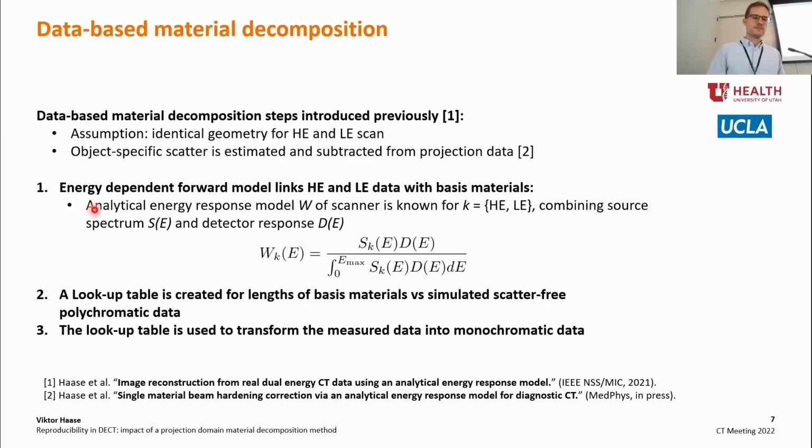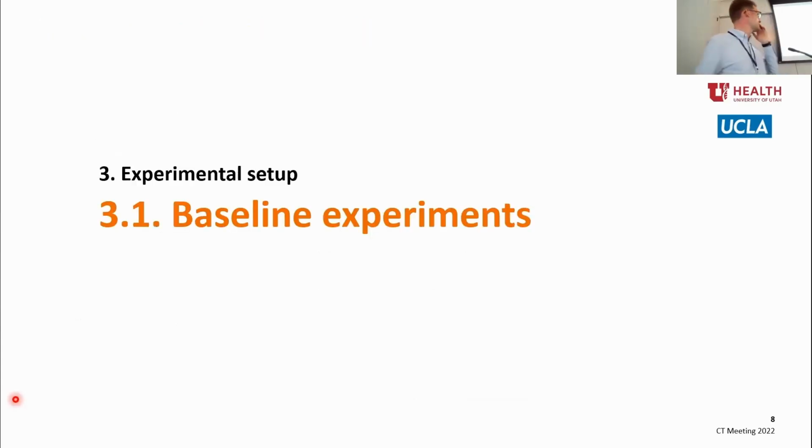And we do that to create a lookup table. And this lookup table connects the length of the basis materials for the decomposition and the simulated scatter-free polychromatic data. And the decomposition is then simply performed by using this lookup table to transform the measured data to the monochromatic data. Okay, so let's look at the experiments that we did.